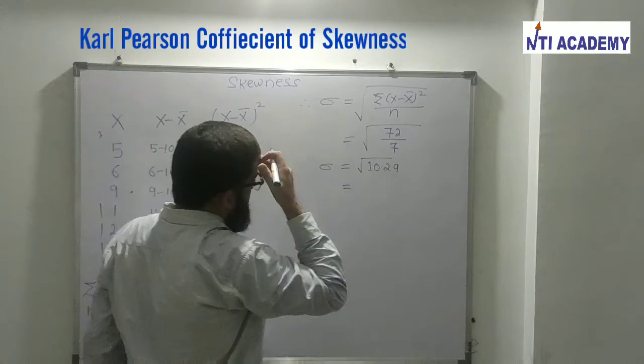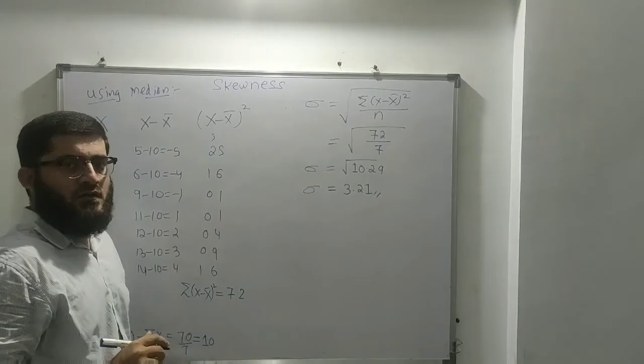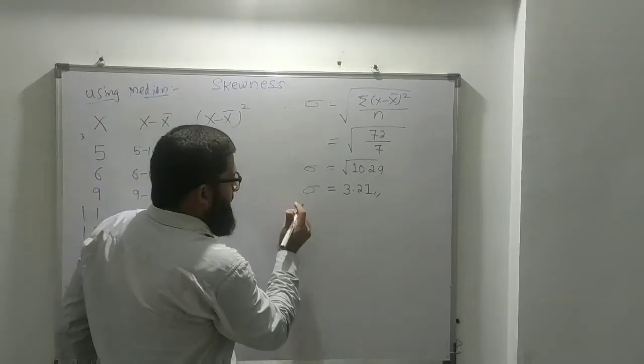You can take log on both the sides, and then finally you will get the value, and then you take the anti-log and you get the value of 3.21. But that is not our subject right now. Fine. So you got the standard deviation. So now we will find the median.